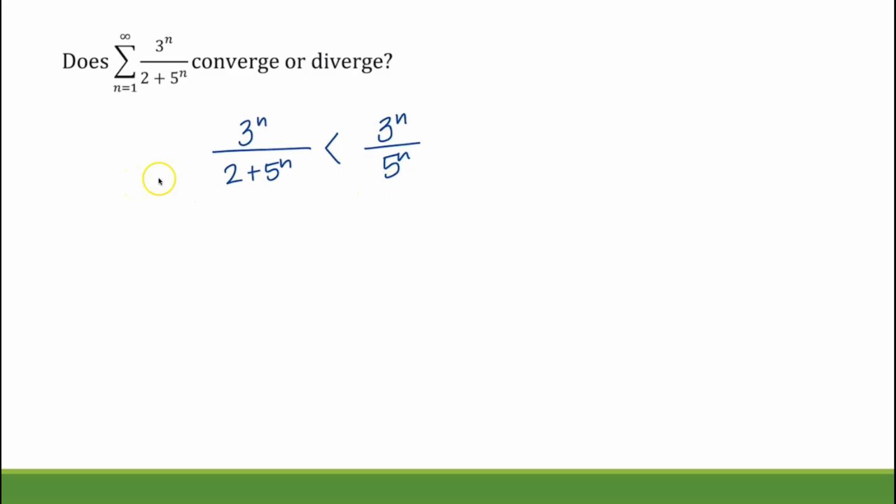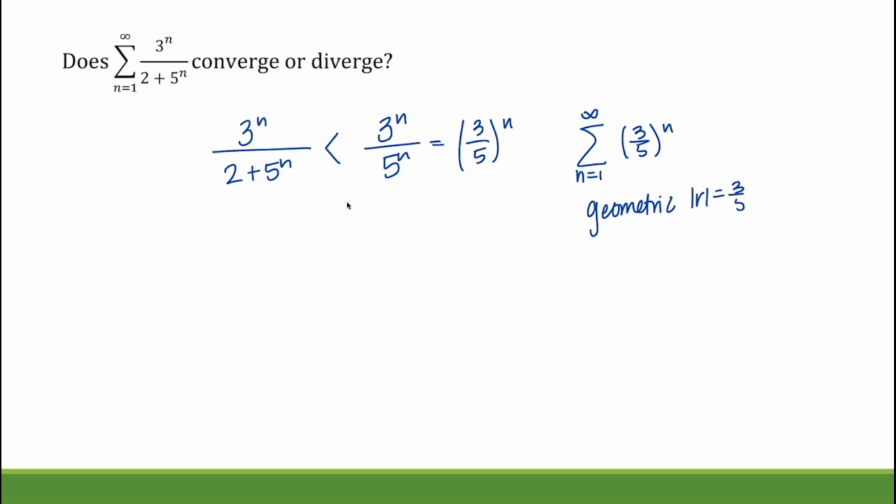Now the question is, is this a helpful direction? Let's take a moment to realize that 3 to the n over 5 to the n is 3 over 5 to the n. And so the corresponding series that we're thinking about is the sum from n equals 1 to infinity of 3 over 5 to the n. This is geometric. And the common ratio's absolute value, 3/5, is less than 1. So this is a converging geometric series.